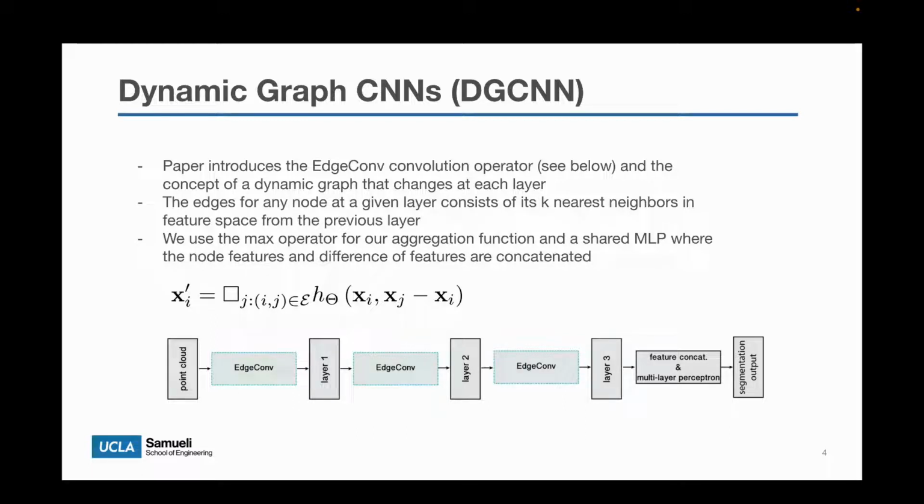We use the max operator for our aggregation function and a shared MLP where the node features and the difference of the features compared to its k nearest neighbors in feature space are concatenated. Below we see an example structure of a DGCNN. This is not the exact structure that we used, as we had many different variants, but it's just to give you an example.